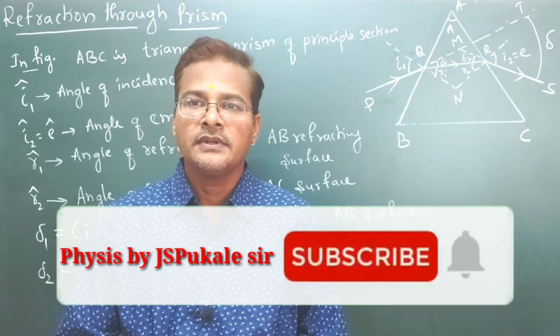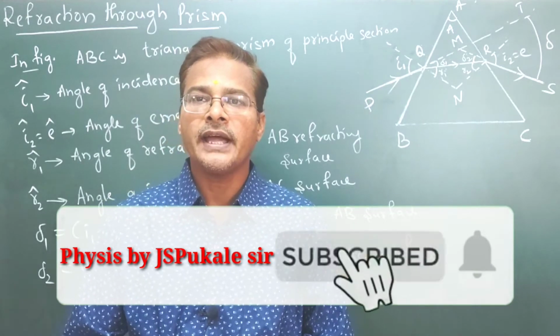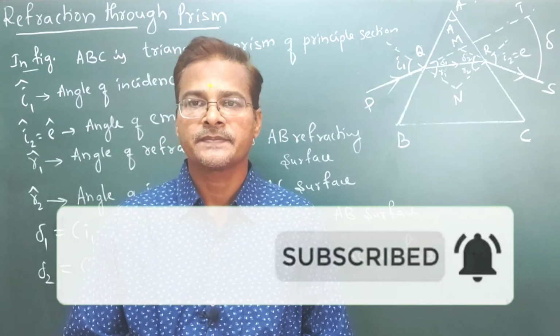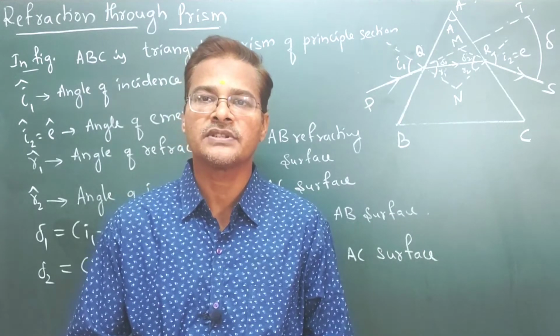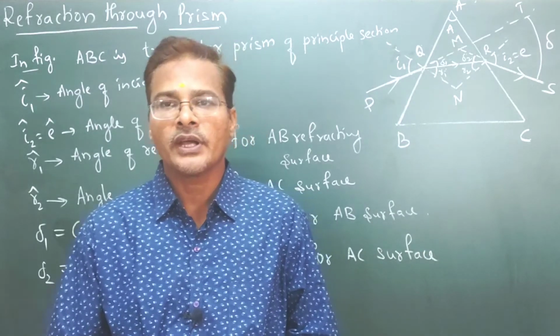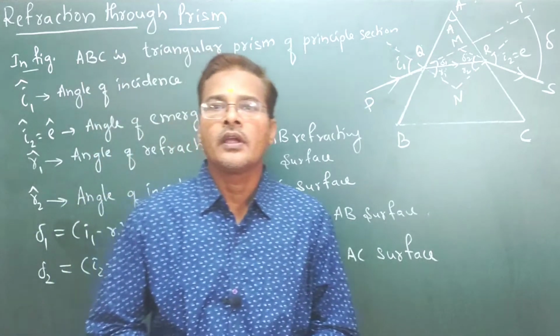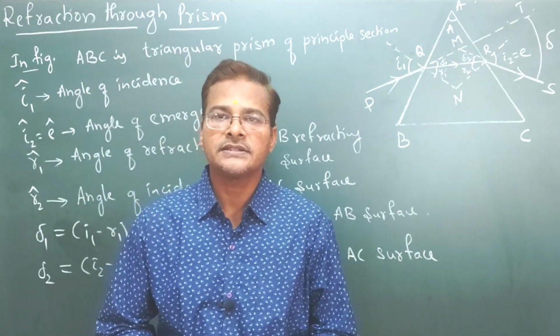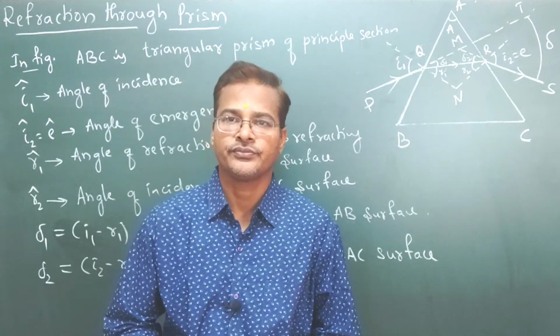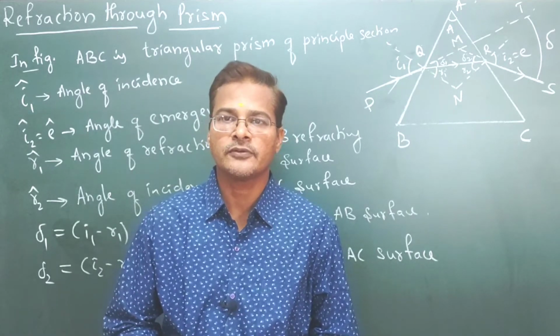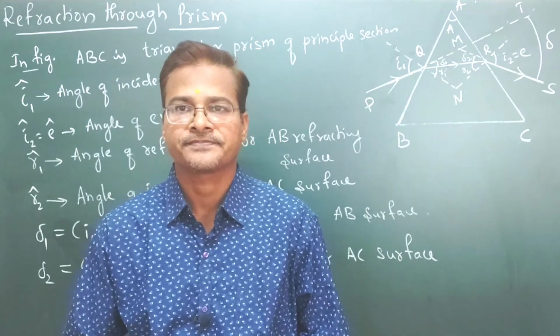In a prism, we will see how the angle of deviation takes place, and here we are going to calculate the refraction through a prism, that is, n equal to sin((A plus D) divided by 2) divided by sin(A by 2). That formula we are going to derive here.